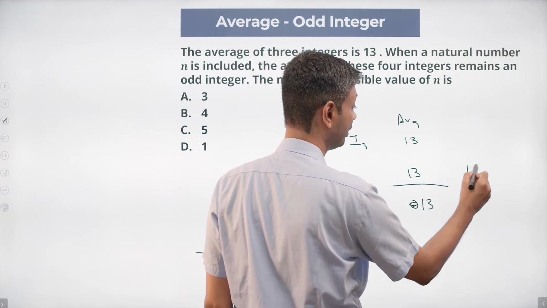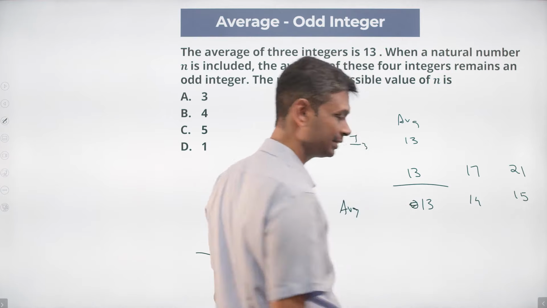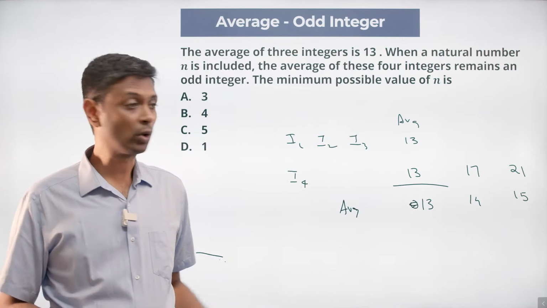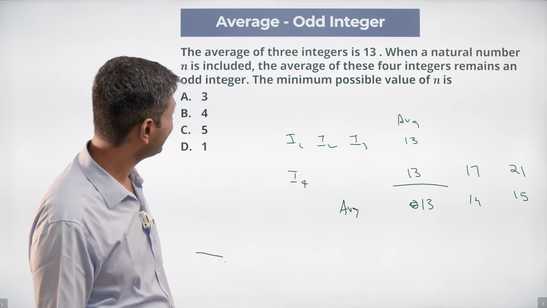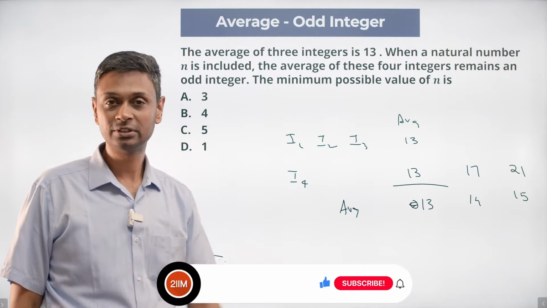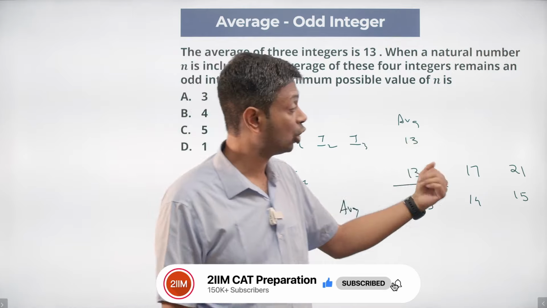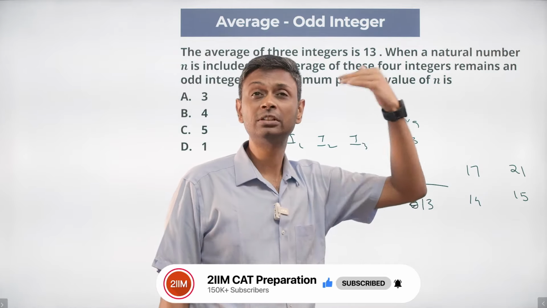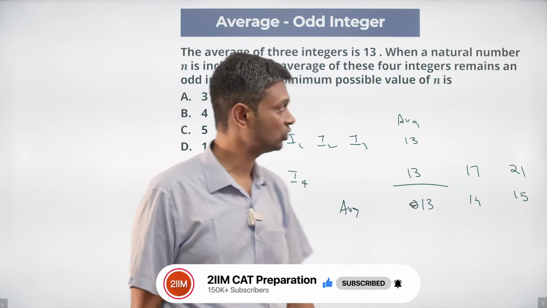If I4 brings 17, the average will become 14. If it becomes 21, it will become 15. Four more, the average goes up by 1. Another 4 more, the average goes up by 1 more. The average of these 4 integers must remain an odd integer, so it's not just 4 more, it should bring 8 more. 21, 29, 37. The average will go from 13 to 15 to 17.